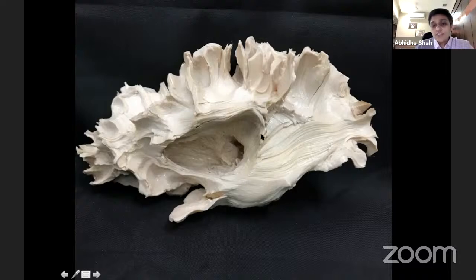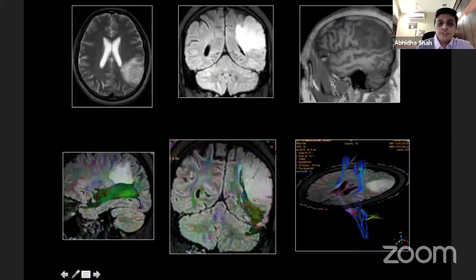So if you see, all these fibers are involved in speech, they are involved in visuospatial attention, they are involved in vision, and any damage in this area will cause very heavy damage, especially in the dominant lobe. So it is important to remember this junction.